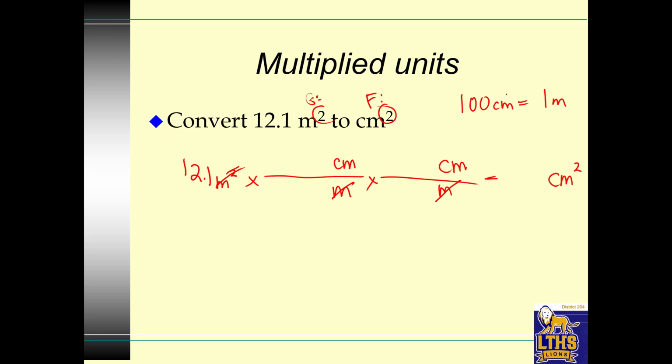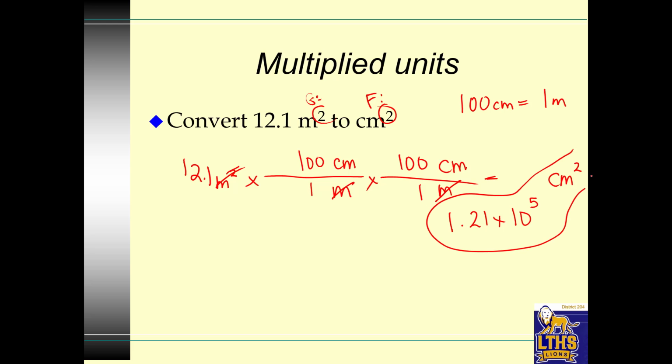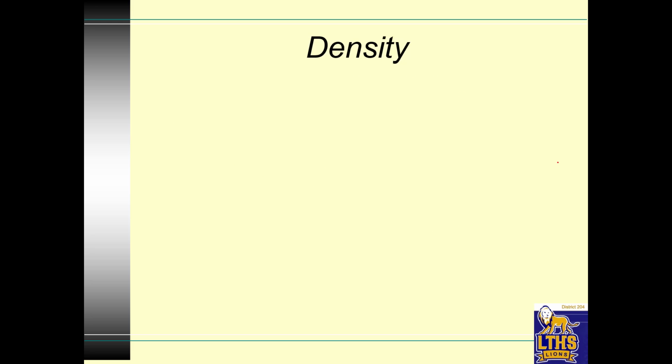Okay. So then I can make these true statements. 1 meter is 100 centimeters. Booyah! I find out that 12.1 times 100 times 100 is 1.21 times 10 to the 5th centimeters cubed. Way to go, converting. All right.